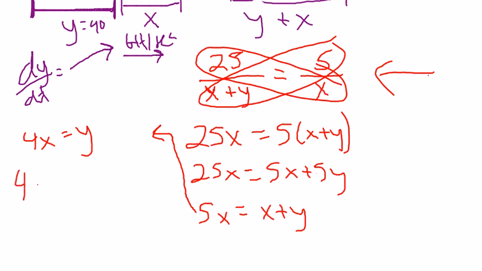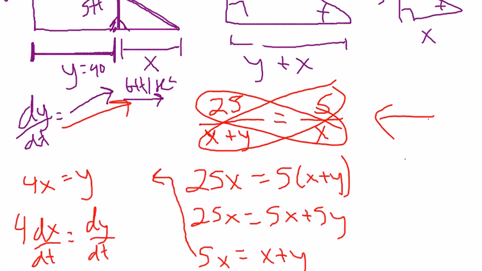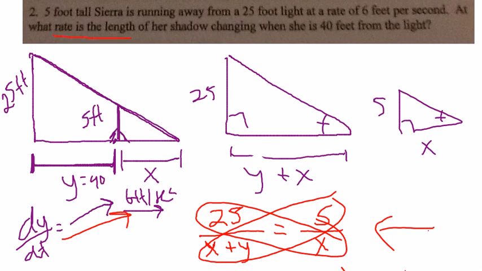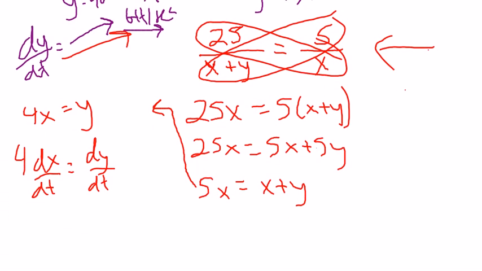So I get 4, well, what's the derivative of x with respect to t? Well, we call that dx dt, equals y, what's the derivative of y with respect to t? Well, we call that dy dt. So from here, remember, I knew that dy dt was that. Let me actually scroll back up. They're asking what rate is the length of her shadow changing? X is the length of her shadow, right? So what we're looking for is dx dt. Notice down here, I know that this is dy dt, so I can plug it in, and then dx dt is the only variable left.